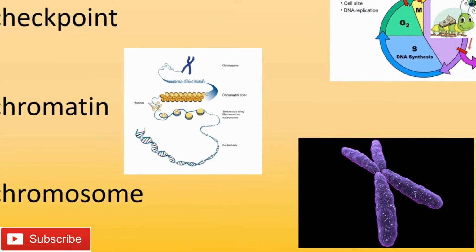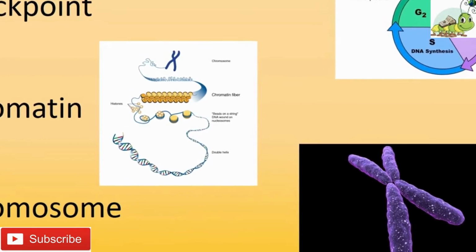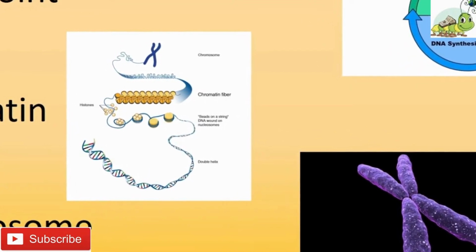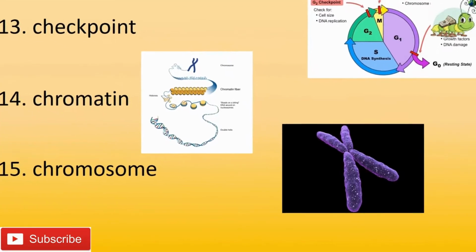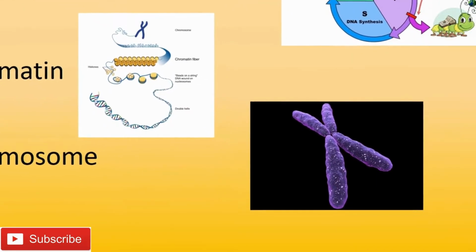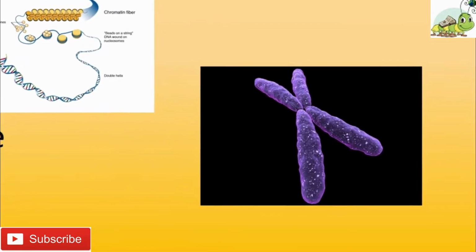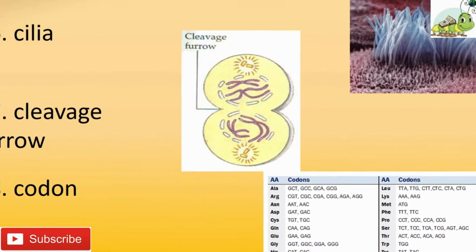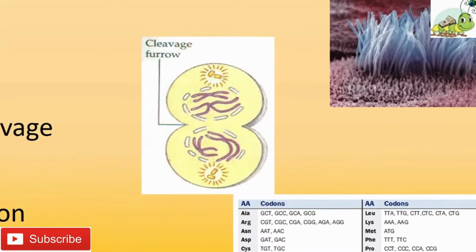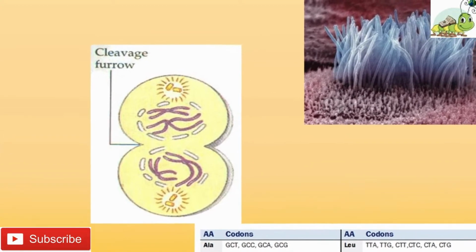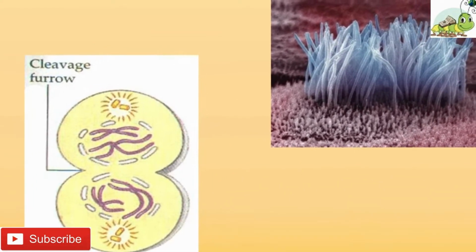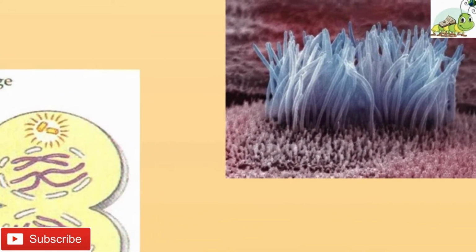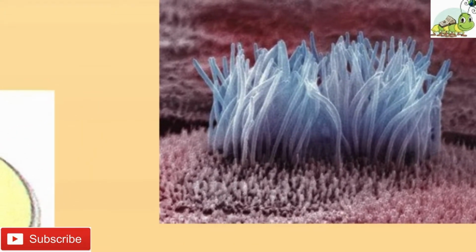Point number 14. Chromatin. Substance consisting of DNA and associated proteins. Point number 15. What is chromosome? The condensed version of chromatin. Point number 16. What is cilia? Small appendage on certain cells formed by microtubules and modified for movement of materials across the cellular surface.